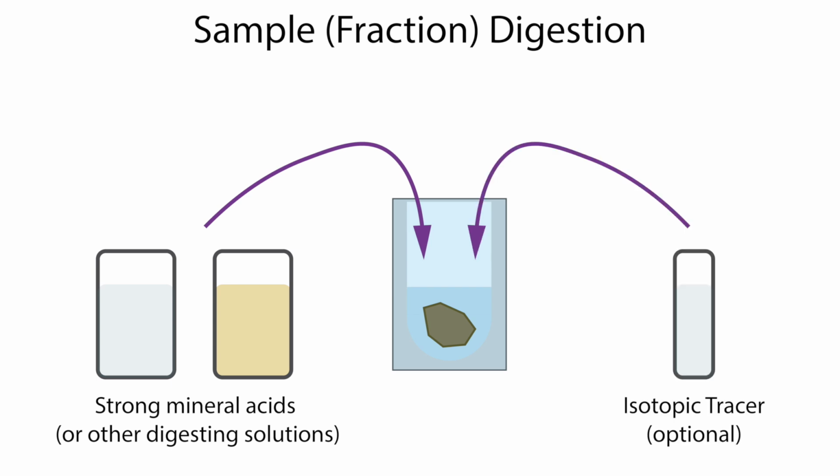In some cases, we will also add an isotopic tracer, a solution of a special isotope of an element of interest that we can use to measure the amounts of the different isotopes of that element in our sample by using the techniques of isotope dilution. Don't worry about isotope dilution too much now, as we'll come back to it later in this course, but this is typically the step when we add our tracer.